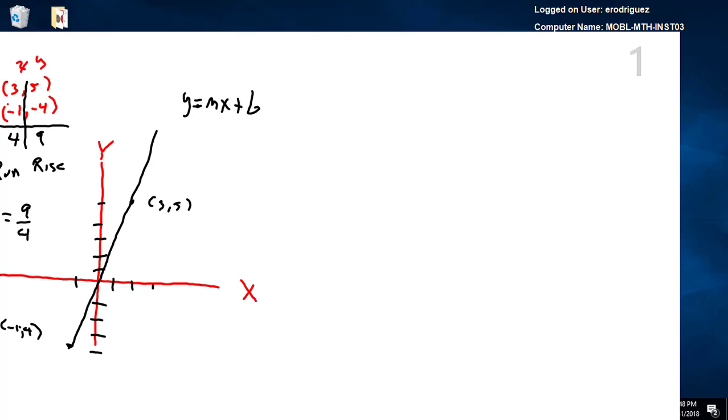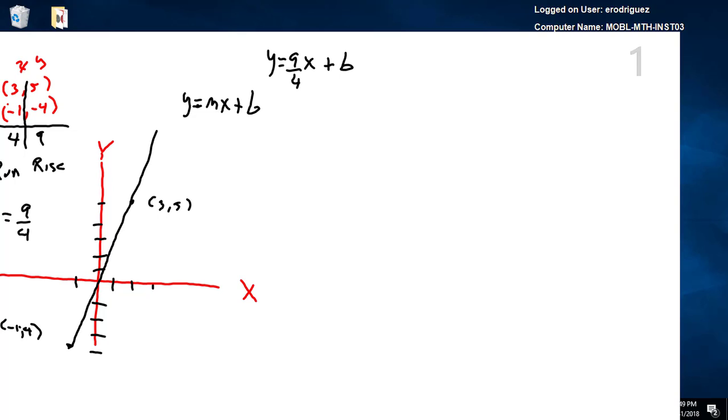And now let's see what's going on here. That's the form y equals mx plus b. But because we have these two points, we can figure out the rise over the run. So like I said, from -4 to 5, that's 9, and from -1 to 3, that's 4, right? That's the difference between the two. So there you have it.